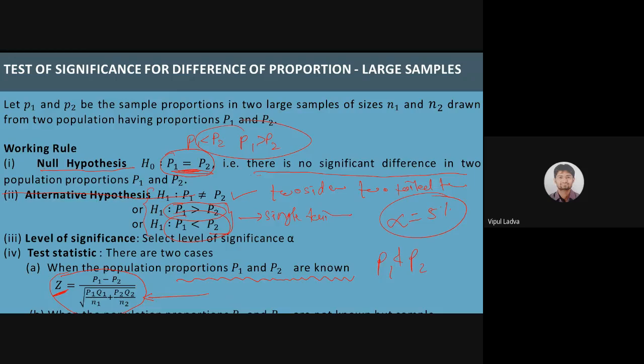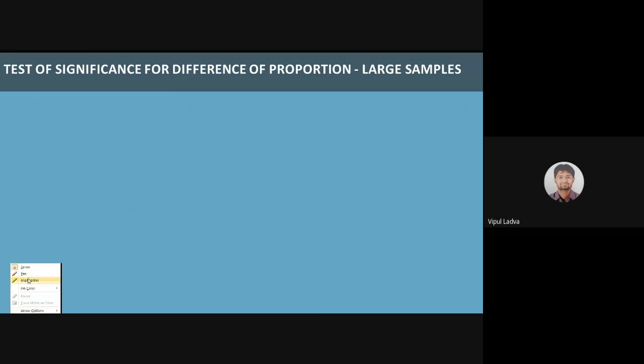Let me denote that in the next slide, so it will help you. अगर दोनों population proportion आपके पास है, तो फॉर्मूला कुछ इस तरीके से होगा. P1 minus P2 divided by under root of P1 Q1 divided by N1 plus P2 Q2 divided by N2.